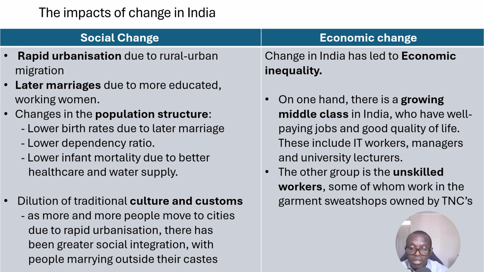And on the other hand, we have the unskilled workers. Now, these are people who work in sweatshops owned by TNCs, or people who hold employment in the cottage industries in India. So cottage industries are those industries that are operated mostly from home and include people who are mostly self-employed. So what we are saying is that the main economic change is that there has been a wealth gap or economic disparity or inequality in the country.